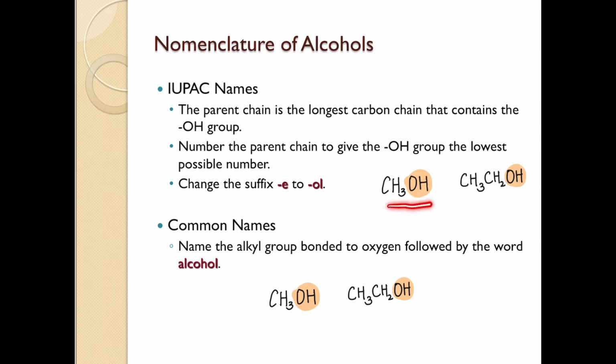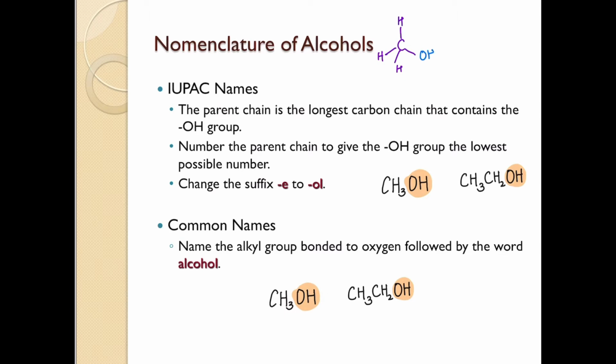Here is a simple alcohol. We can imagine that this alcohol has been derived from methane. Let me draw the structure for methane. So here is the structure for methane, where you can see that there are 4 hydrogens attached to carbon. If I'm going to replace one of the hydrogens with an OH group, then it's going to become an alcohol.